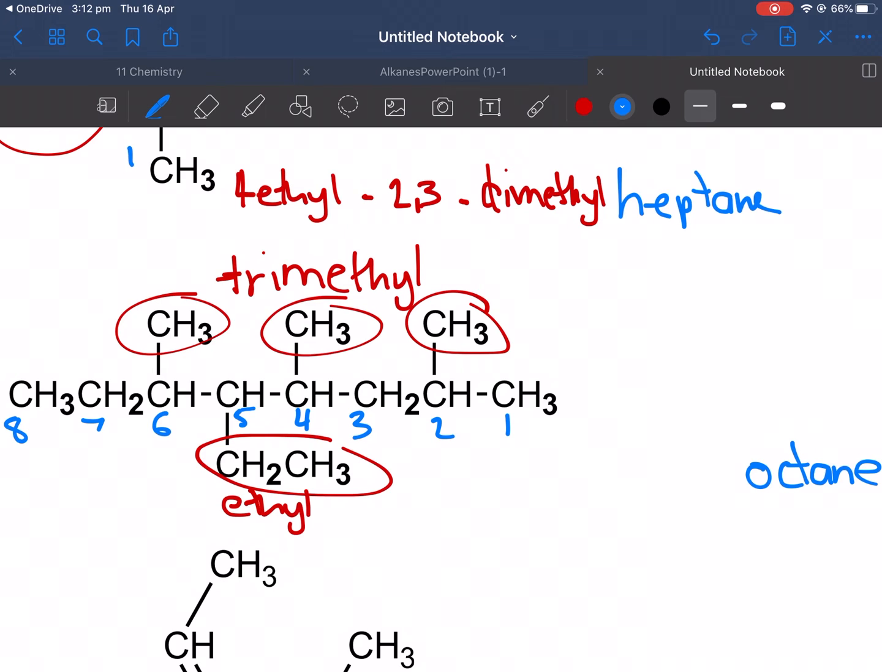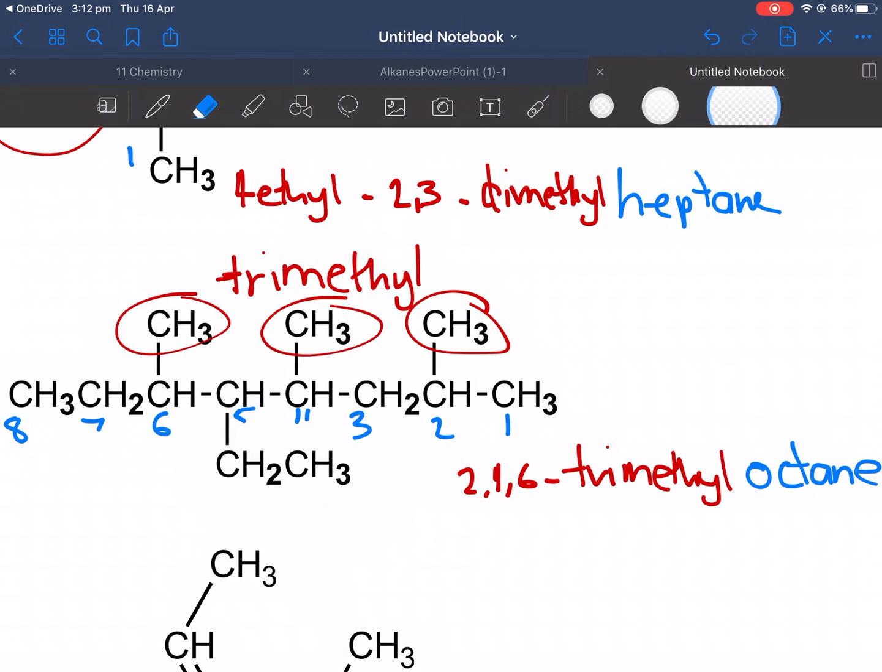And then we're going to put our trimethyl group in next. I'm going to run out of space. It's okay. Trimethyl. And that is going to be 2, 4, 6. 2, 4, 6. Oh, I'm kind of out of space. And I'll change to this color so I can see it. And then that would be the ethyl group. It would be a 5-ethyl. So it'll be 5-ethyl 2,4,6 trimethyl octane.